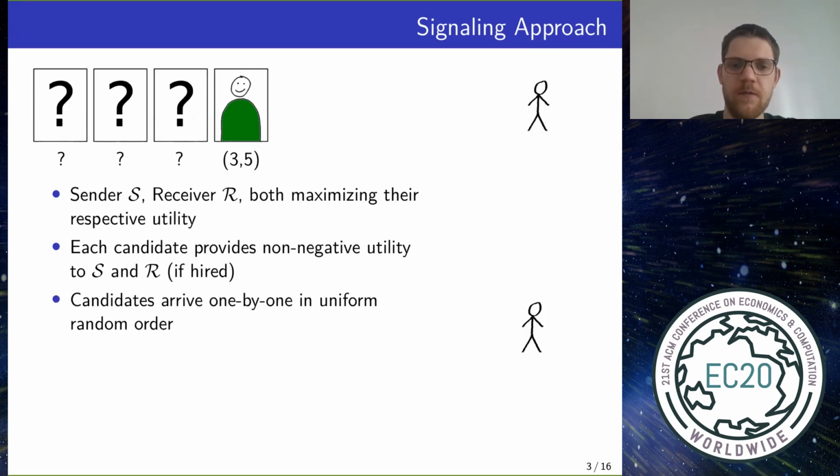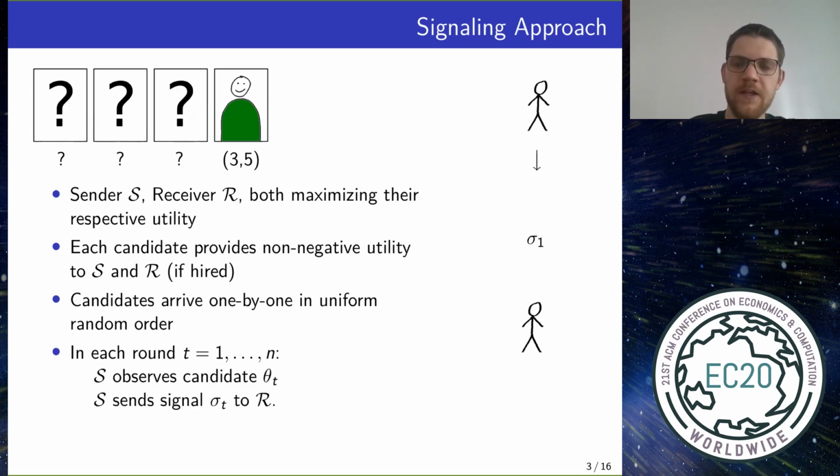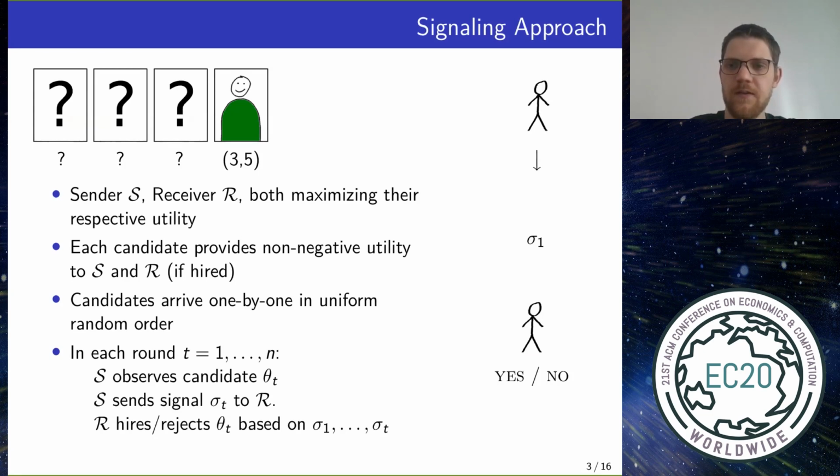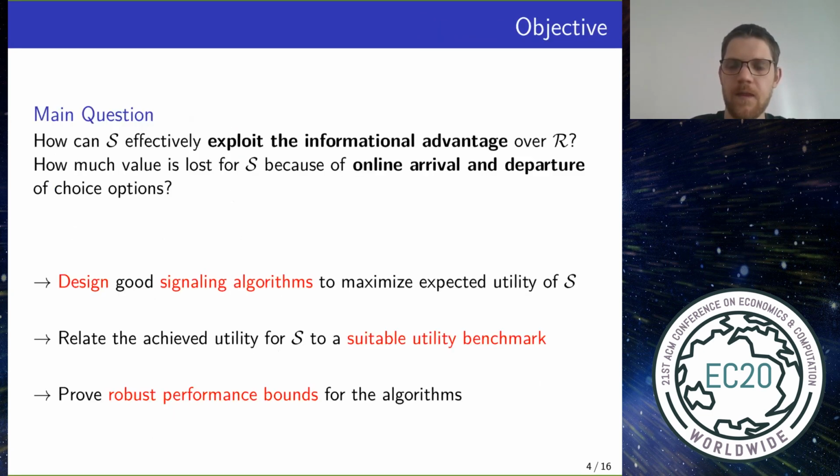The candidates arrive one by one in uniform random order, just as in the original secretary problem. And in each round, the sender observes a candidate and then sends a signal to the receiver. And the receiver then hires or rejects the candidate. The main question here is, how can the sender exploit knowing more than the receiver? And as always in online problems, how much does the sender have to lose because the candidates arrive online?